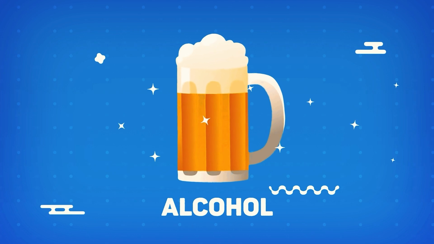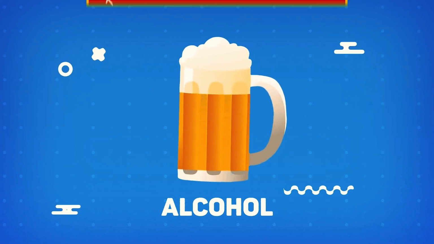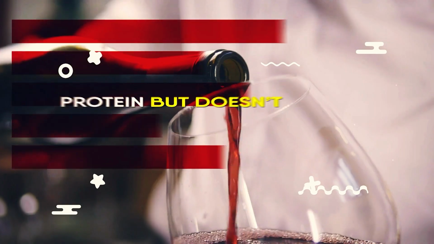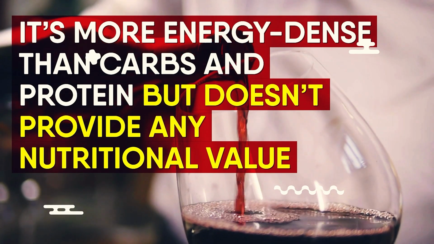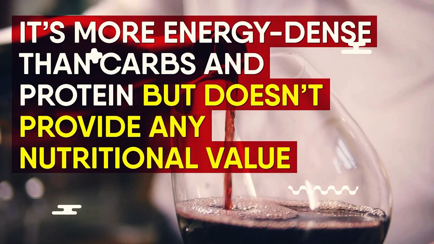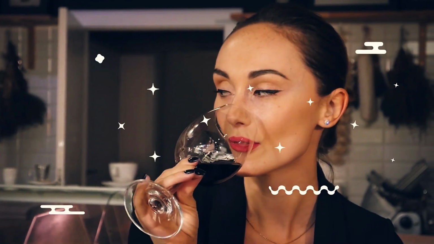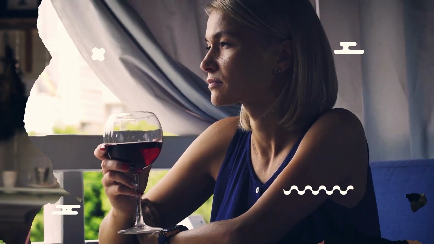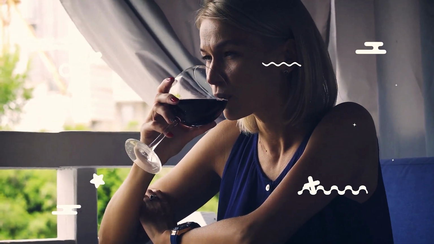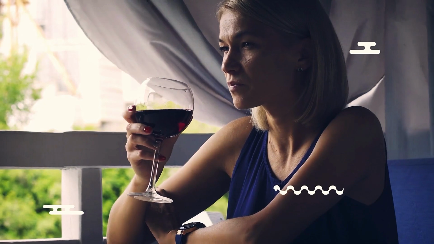And finally, an often overlooked source of calories: alcohol. Yep, alcohol has its own calorie count, sitting at 7 calories per gram. It's more energy-dense than carbs and protein, but doesn't provide any nutritional value. So, while that glass of wine or beer adds to your calorie intake, it doesn't come with the benefits that fats, carbs, or proteins do. That's why it's important to be mindful of how much alcohol you're consuming if you're managing your calorie deficit.